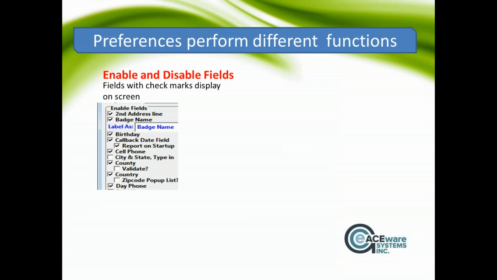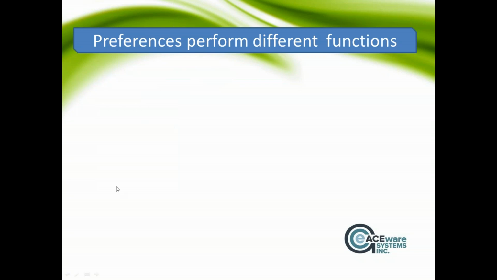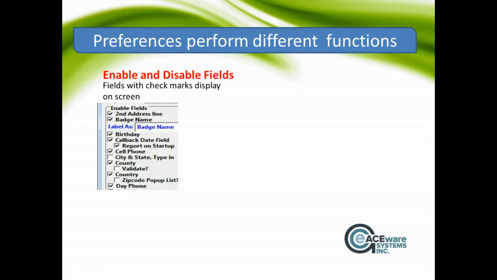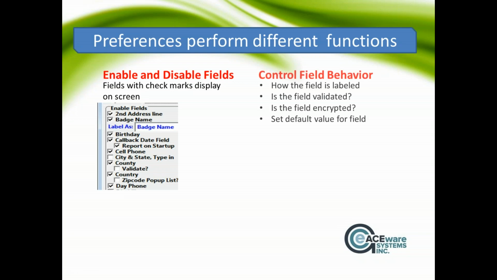All right, what are the different things preferences do? We talked about that earlier. The big one, probably the biggest number, is enabling and disabling fields. Basically, this allows your program to turn on fields, turn off fields, based on whether you need them or not. Generally, our recommendation is until you need the field, turn it off, and then when you're ready to start using it, turn it on, and it shows up on your screen. Control field behavior, and this labels for fields. Is it validated? Is it encrypted? Some of these you can set a default value.